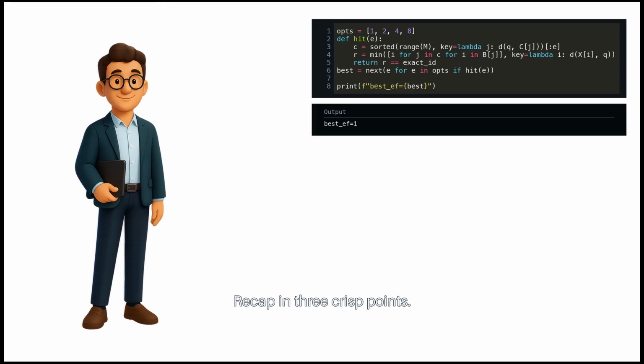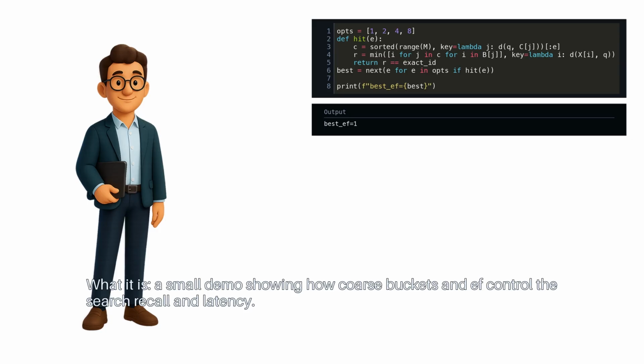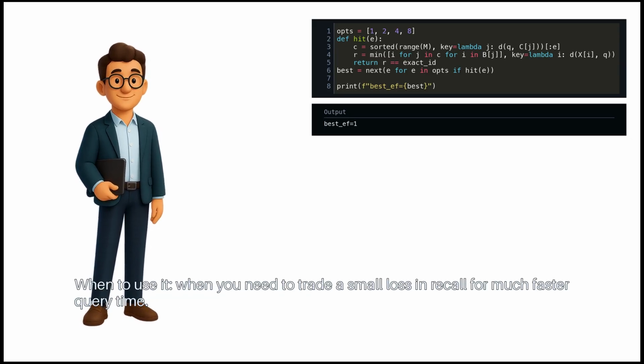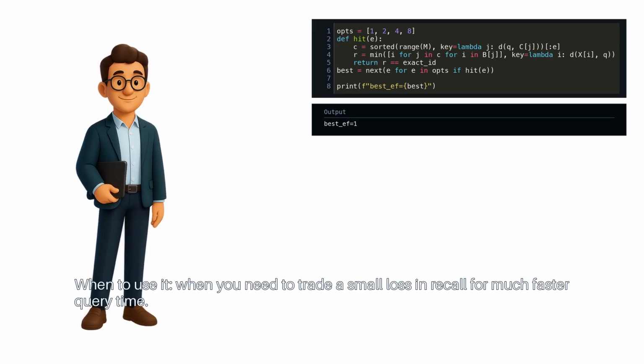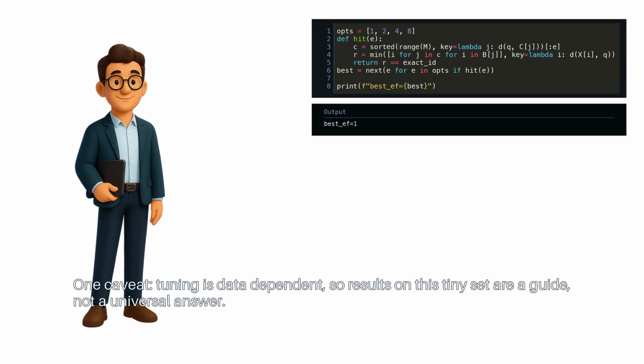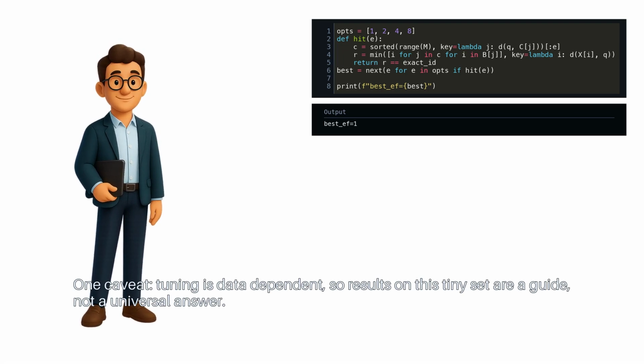Recap in three crisp points. What it is: a small demo showing how coarse buckets and EF control the search recall and latency. When to use it: when you need to trade a small loss in recall for much faster query time. One caveat: tuning is data dependent, so results on this tiny set are a guide, not a universal answer.